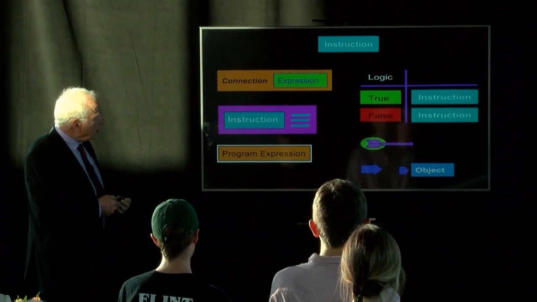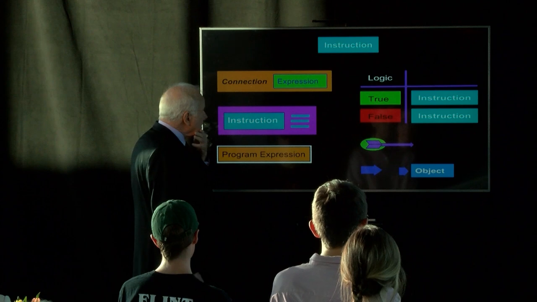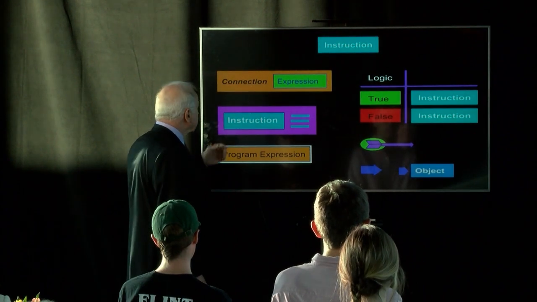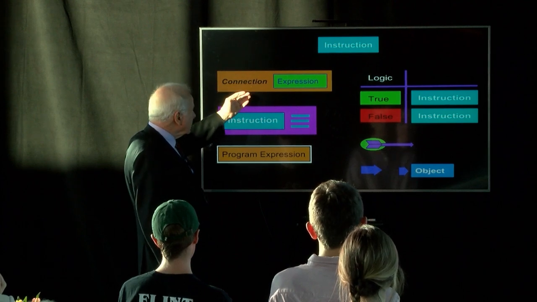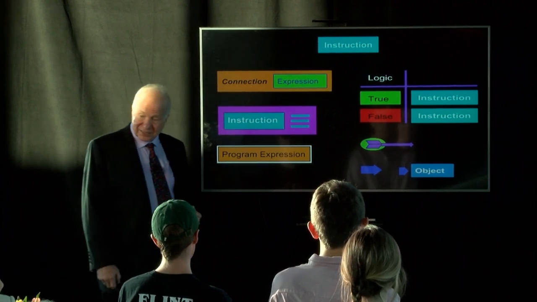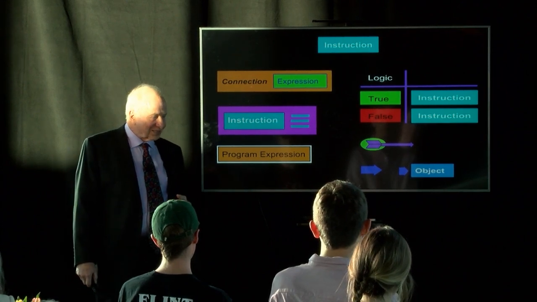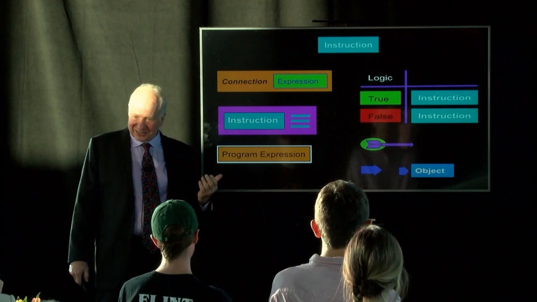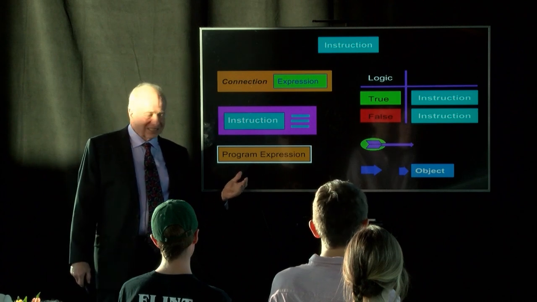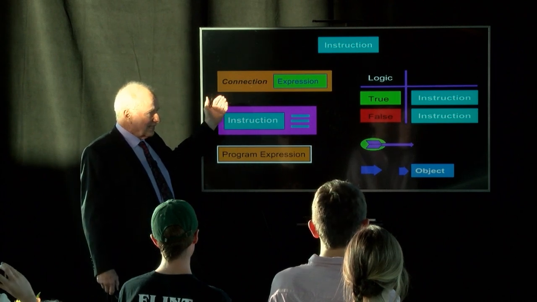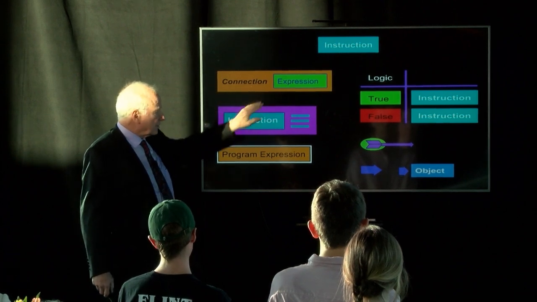Now, here are the basic instructions. And the first thing you have is the connection instruction. Now, more commonly, people call it the assign instruction. You assign to variable x the number 35, we'll say. But I think you're making a connection between one object and another. So I use the word connection for it.